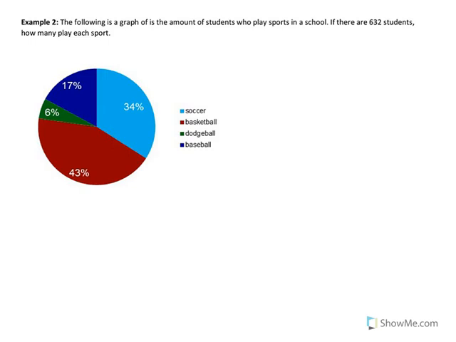All right, example 2, working backwards. We're going to use the knowledge that we know the total, which is 632. We change the percentage to a decimal. Let's do soccer first. We go 0.34 times 632, and that's going to give us how many students are in that section. Pause the video and figure all of these out.